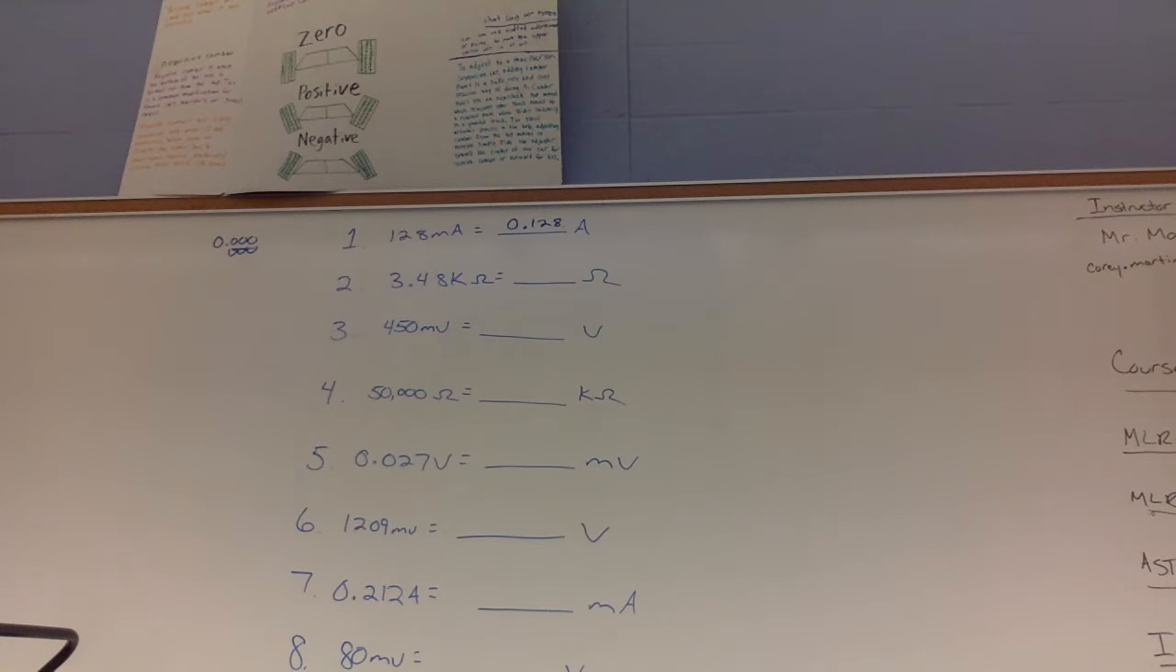That means you need to move the decimal place over 3 digits this direction. So if you take the decimal from 1, 2, 3, you're going to add a 0 after that digit. So that would be 3,480 ohms.